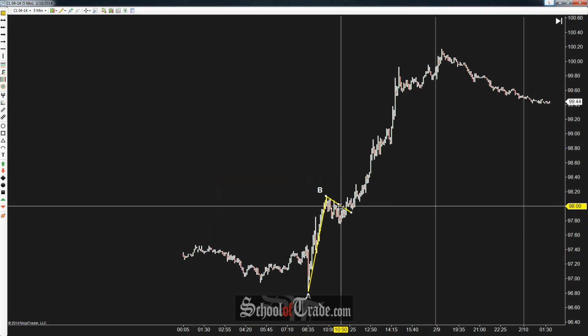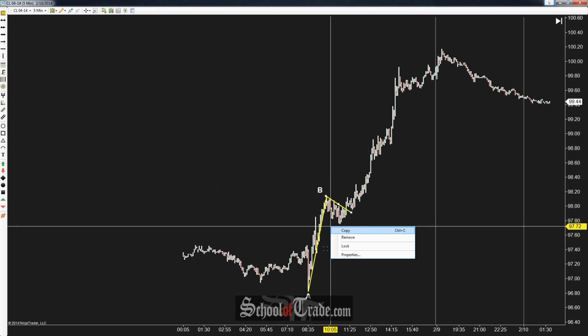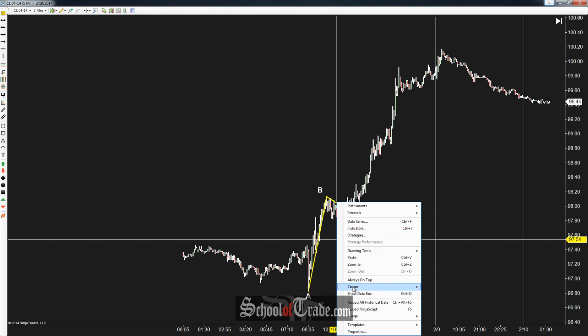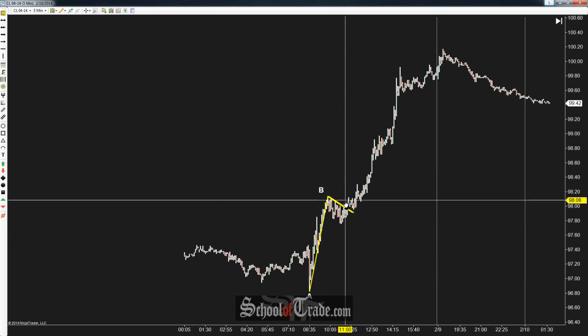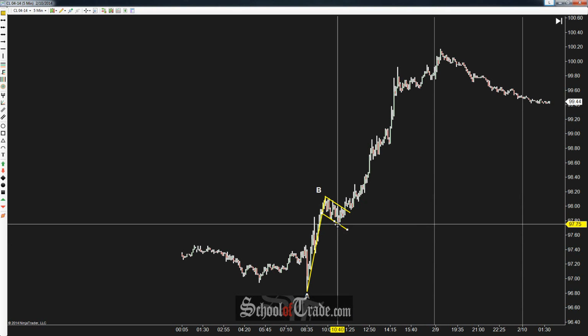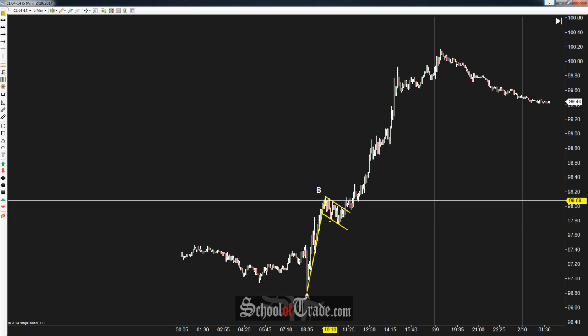And what we can do is highlight that one, right-click on it and copy it, and then we'll just paste that right in here. Then we can use that same line so we know it's the exact same line. And we can just drag it right down to the bottom. And you can see that level was definitely respected on those lows.